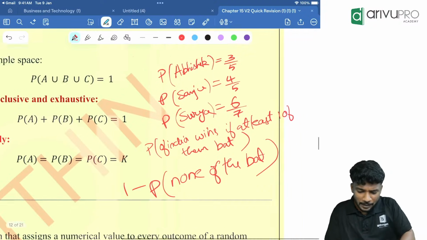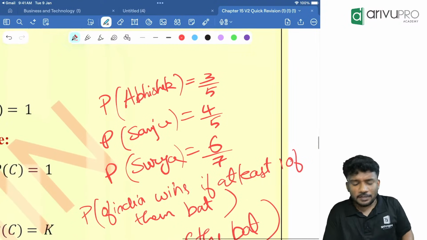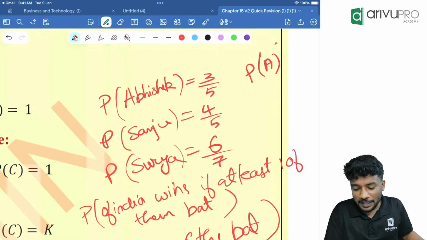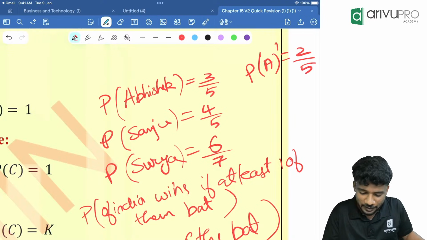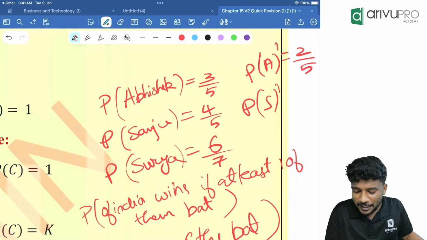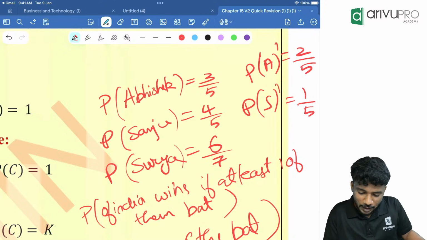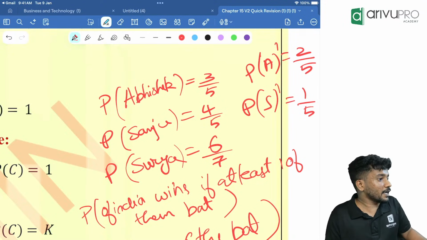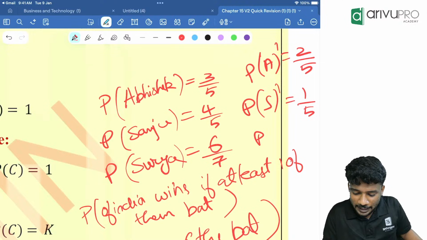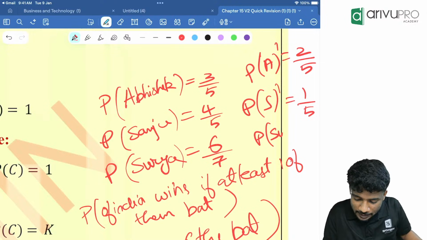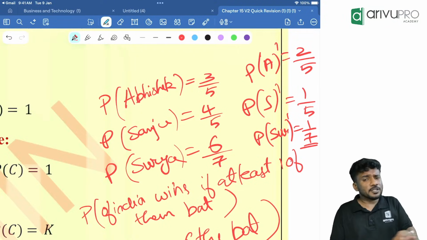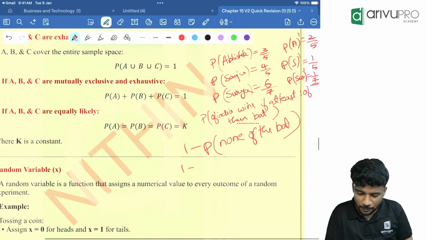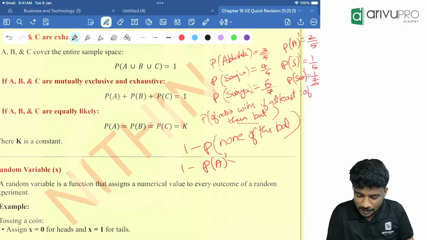Now people, probability of Abhishek is how much? 3 by 5. Probability of A complement, him not batting, is 2 by 5. Then probability of Sanju not batting is 1 minus 4 by 5, which is 1 by 5. Then probability of Surya not batting, the complement, is 1 by 7. So this is equal to 1 minus P of A complement into P of Sanju complement into P of Surya complement.